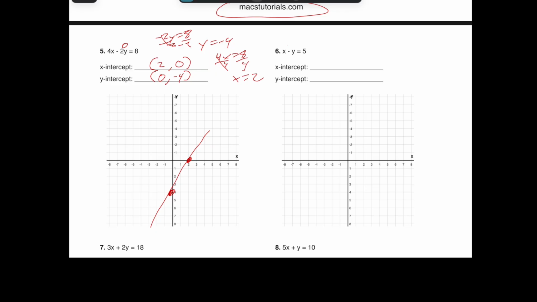Okay, so now here, let's plug in 0 for the y, and I'm just going to get x equals 5. So when my x is 5, my y is going to be 0. All right, so now let's go the other way around, where I put the 0 in here, and I'm going to get negative y equals 5. And when I divide each by a negative 1, I'm going to get y equals negative 5. 0, comma, negative 5. So 5, 0, and 0, negative 5.